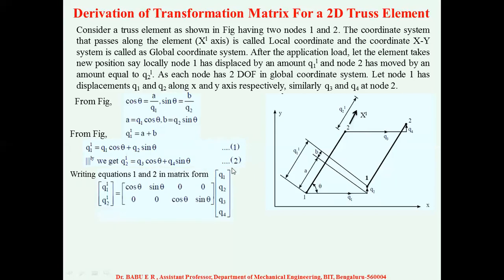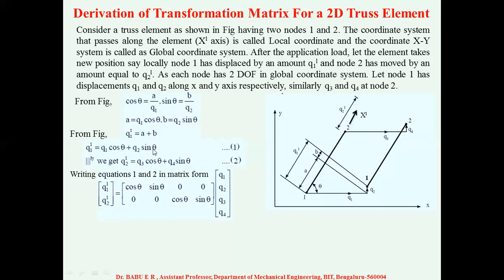Now writing equations 1 and 2 in matrix form. On the left-hand side we have Q1 dash, Q2 dash. Here Q1, Q2, here Q3, Q4. So I will list Q1, Q2, Q3, Q4. In the equation, Q1 and Q2 give us cos theta, sin theta. We don't have Q3, Q4, so we get 0, 0.